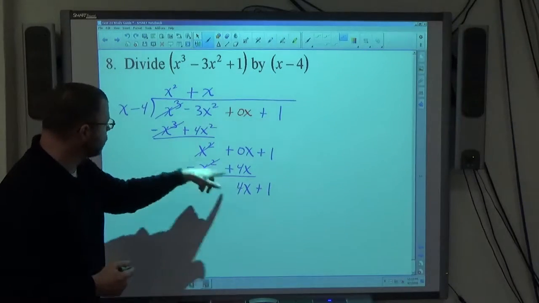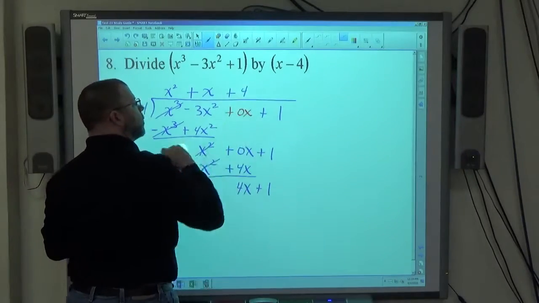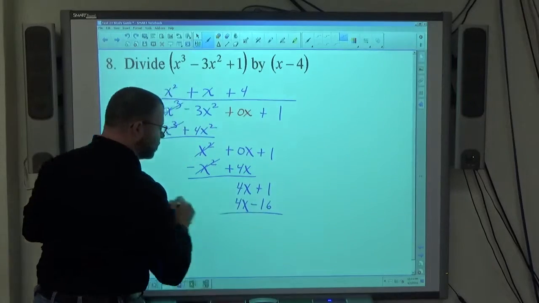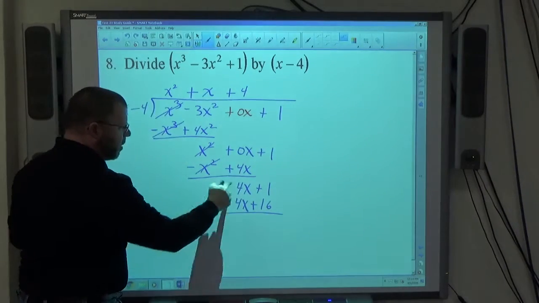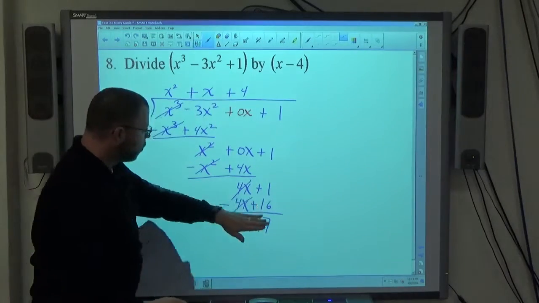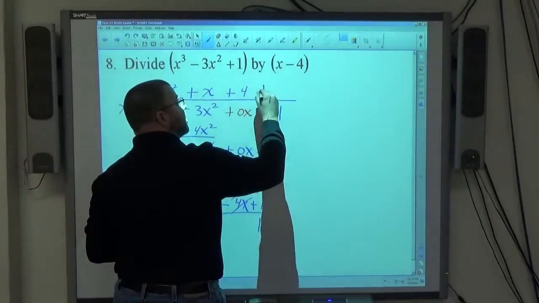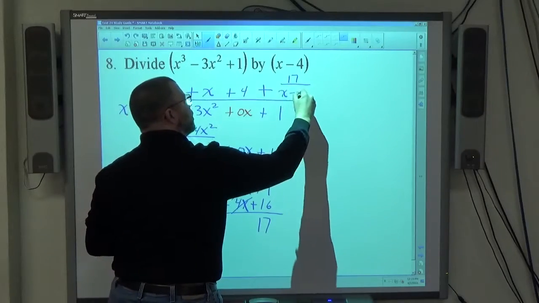Once again, divide first by first. 4x divided by x is going to be positive 4, so plus 4. 4 times x minus 4 is 4x minus 16. Subtraction is changing signs. 4x becomes negative, 16 becomes positive. 4x minus 4x cancels. 1 plus 16 is 17. Once you run out of x's, you're done dividing. The remainder is positive, so I put a plus sign. And then we take the remainder value, 17, over the divisor x minus 4.